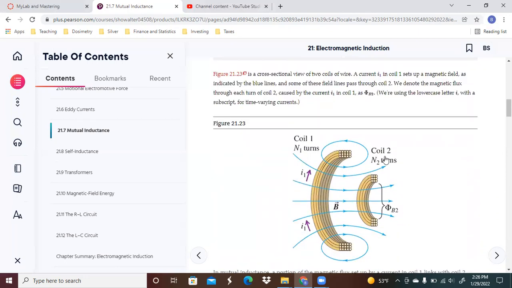So you've got two coils of wire here in this particular cross-section. The current I in coil 1 sets up a magnetic field, which you can see there in the blue lines. Some of the field passes through coil 2. We denote the magnetic flux through each turn of coil 2 caused by the current I sub 1 in coil 1 as the magnetic flux Φ sub B2. We're using the lowercase letter i with a subscript for time-varying currents.